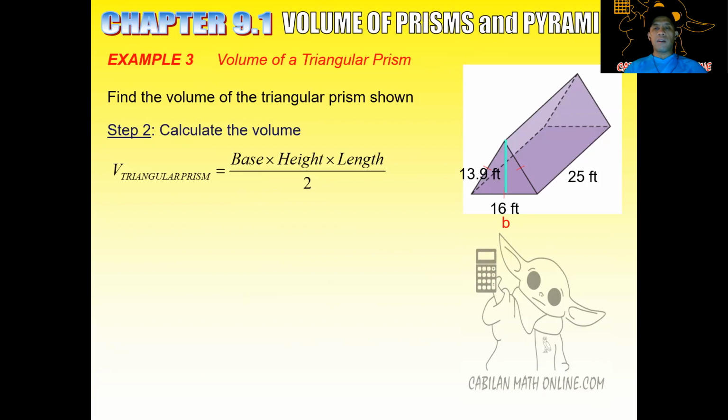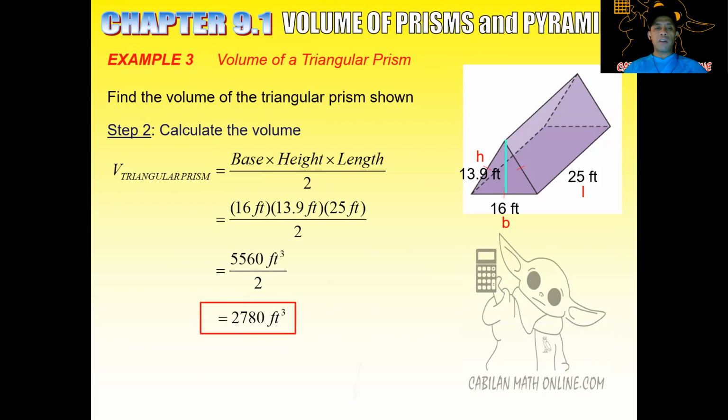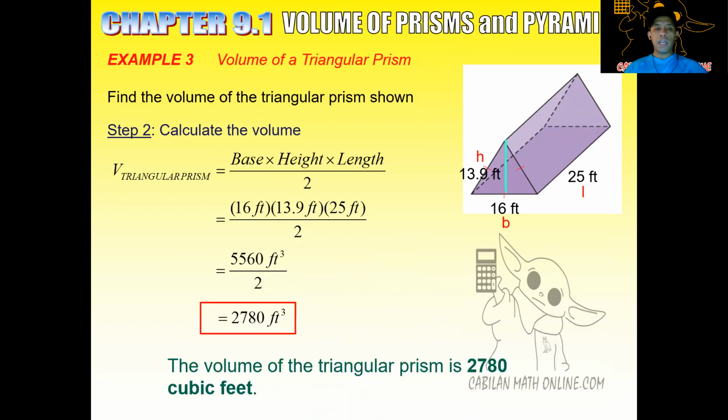So the base again is the bottom of the triangular face. Now the base is going to be the entire bottom there. The height is going to be the 13.9 from the previous slide, and then 25 is going to be the length. So we're going to put those numbers in. We're going to multiply the top 3 numbers, divided by 2 at the end. So the volume of that triangular base prism is going to be 2,780 cubic feet.